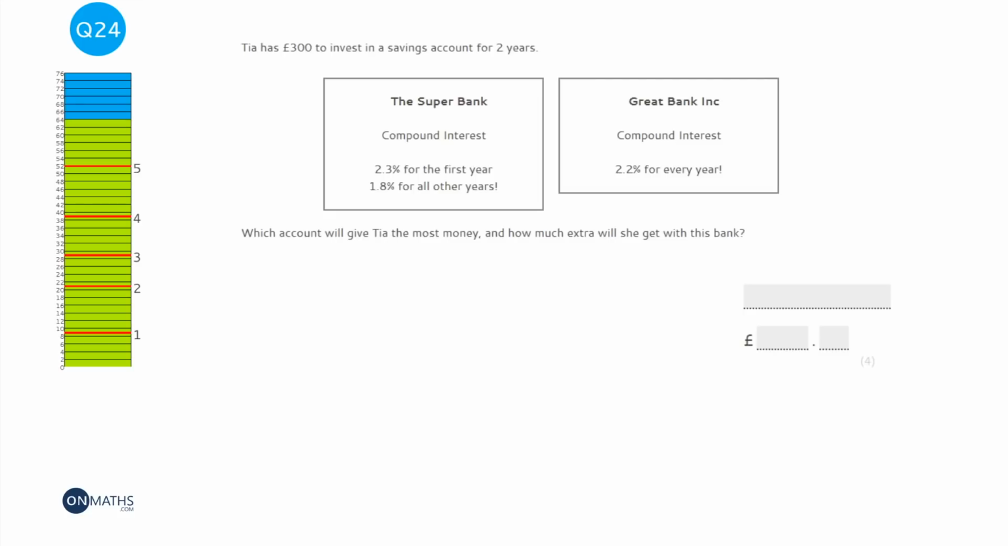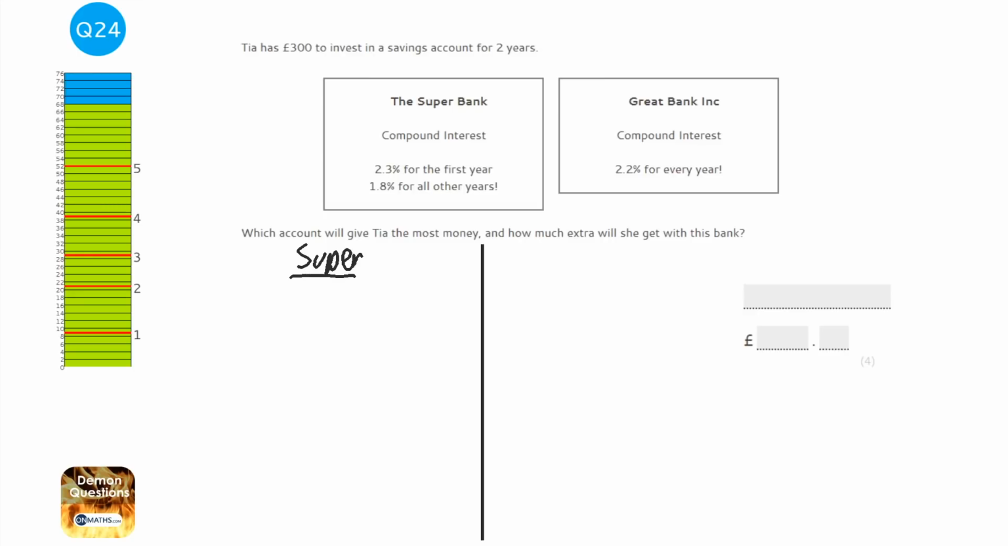In this question we're asked to compare two banks, and normally when I'm asked to compare something I just put a line down the middle of the working out, and I put one of them on the left hand side and one of them on the right hand side, and as long as it's identifiable which one is on the left and which one's on the right, you don't need to necessarily put the whole name down, but you can do. So I'm going to start with Super Bank.